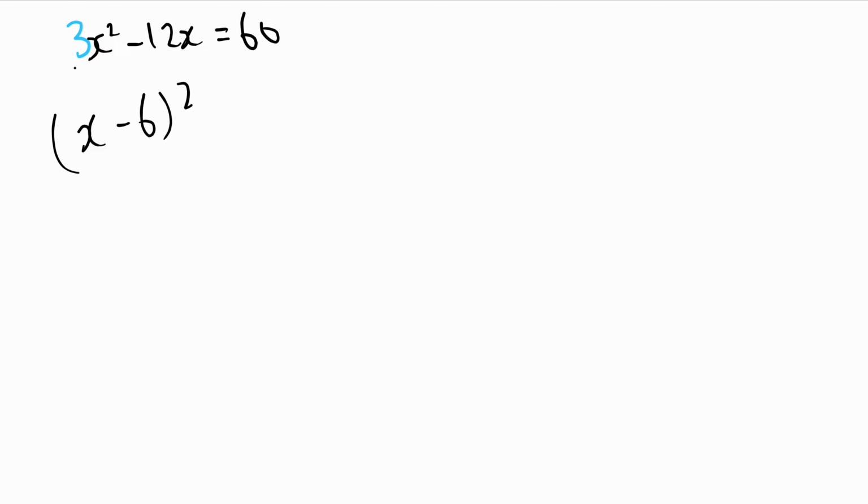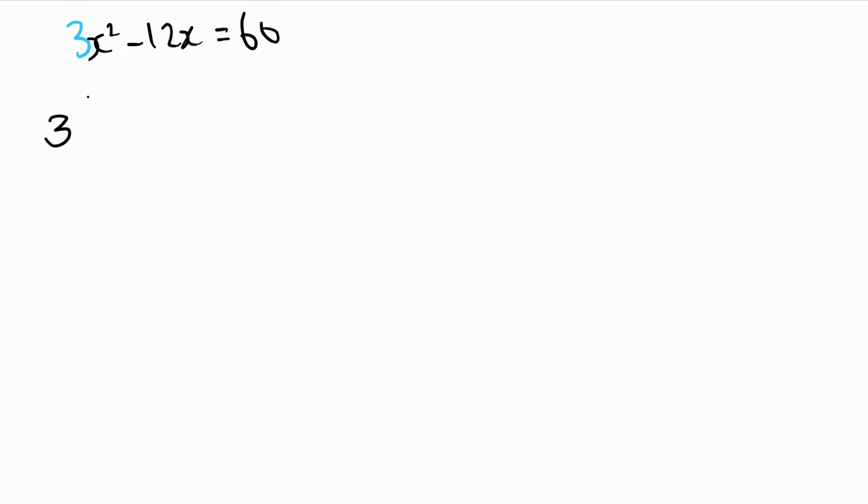For example, what if we had, I'll write it in special blue so it's crystal clear, 3x squared minus 12x equals 60. So this time the special thing is the 3. Obviously, we can't just do x minus 6 squared like we did before, because then we'd just be completely ignoring the 3. So what do we do?